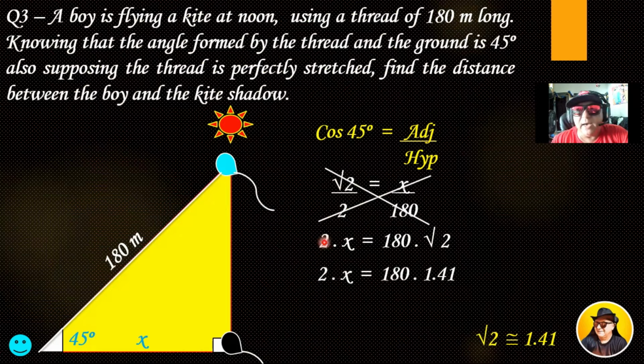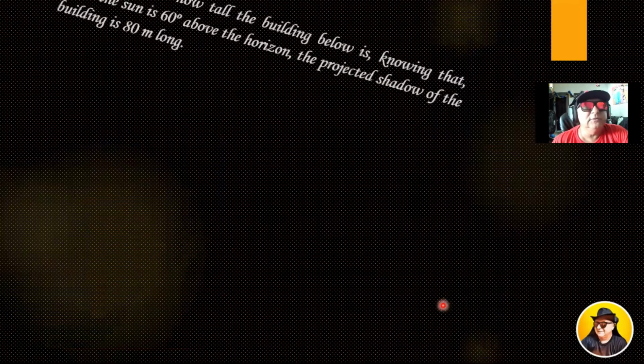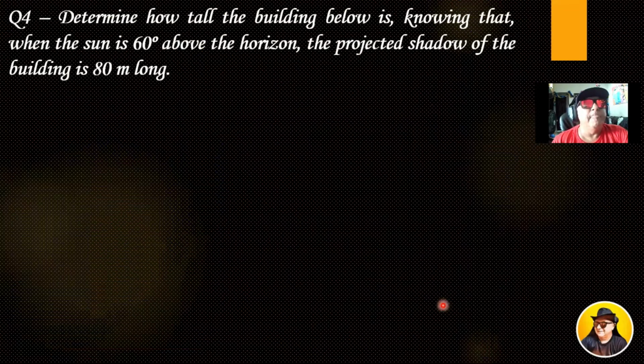Something like this, okay? So I replace it, the square root of 2 is 1.41. Now multiply like this. So doing the multiplication, we have 253.8 over 2. And doing the division, x is 126.9 meters. All right. So it was question 3. Let's see now question 4.